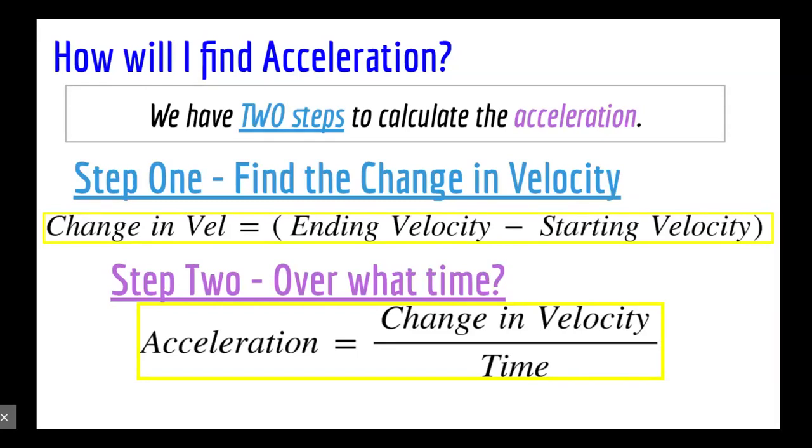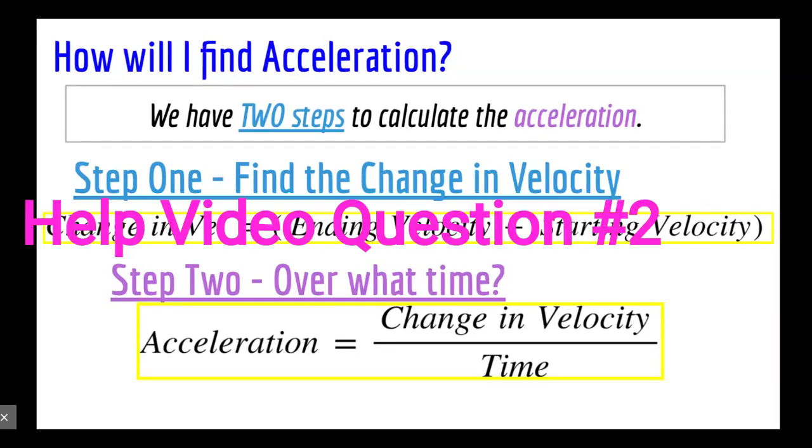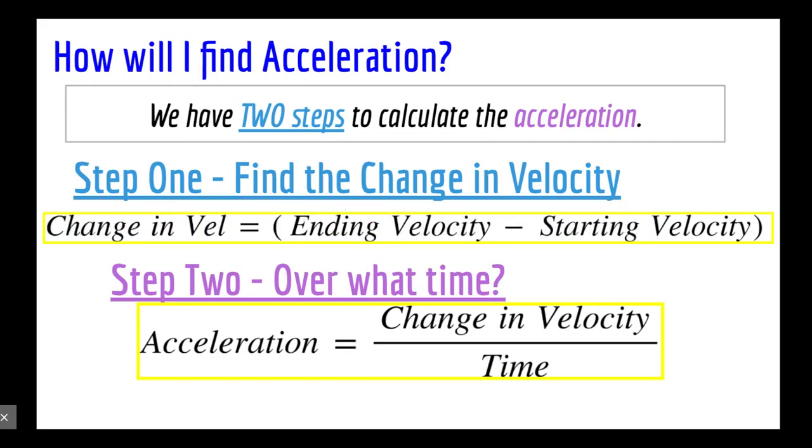This is a help video for question number 2 on your acceleration lesson assignment. How will I find acceleration for my questions on my assignment? We have 2 steps to calculate the acceleration. Step 1, find the change in velocity. We always find the change in velocity with ending velocity minus starting velocity.